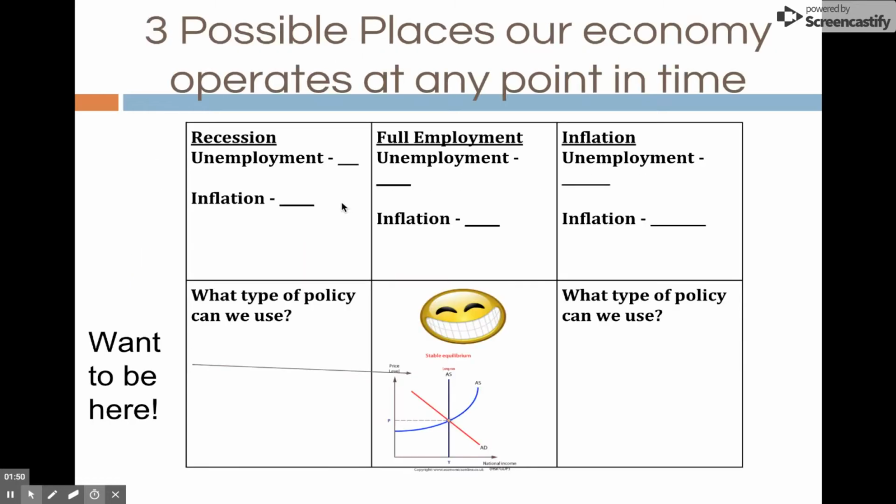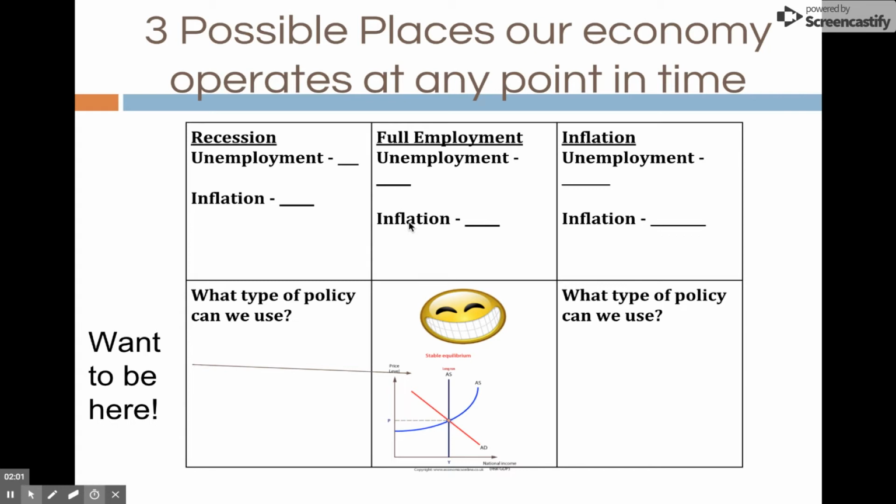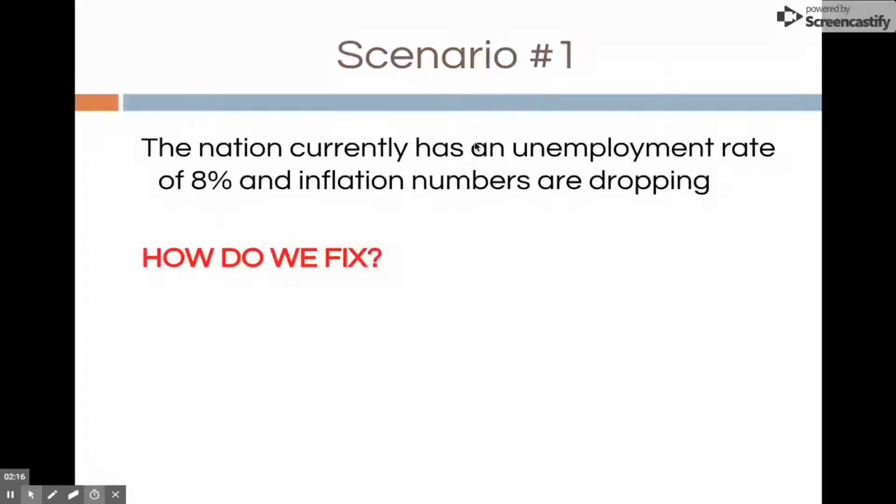So when you look at an economy, it can only be in 3 possible places at any given time. We want to be here. We want to be at a healthy unemployment level between 4 to 6%. We want to be at healthy inflation levels between 1 to 2%. Sometimes we get going too fast, and sometimes we get going too slow. So we're going to sort out these in this unit, fixing the economy, to get back to the ideal.